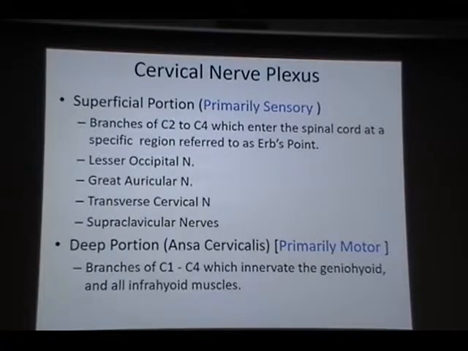Okay. So these are branches a little bit higher up, C1 to C4, which innervate the geniohyoid muscle and some of the other infrahyoid muscles. Okay. So we'll look at that as we go along. It's kind of interesting. C1 actually helps to contribute to this superficial portion, but it's usually designated as more of a deep cervical plexus nerve than not. Okay.